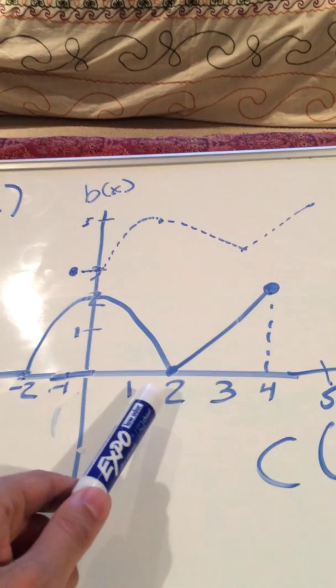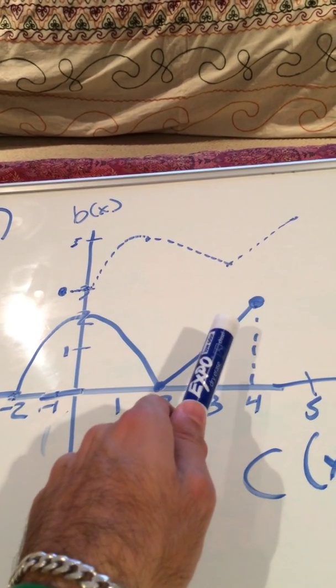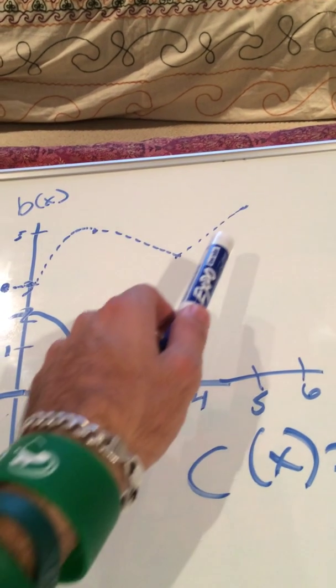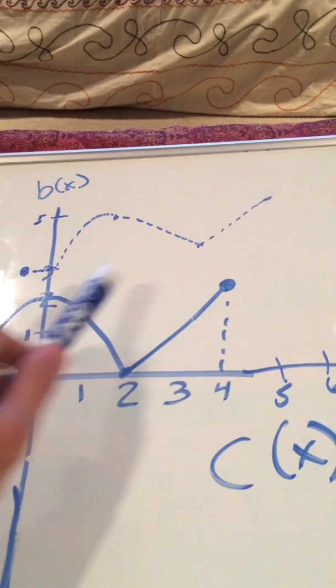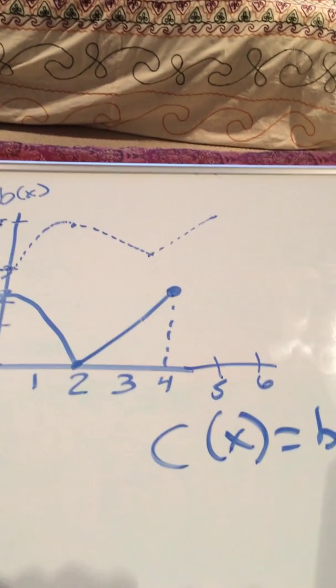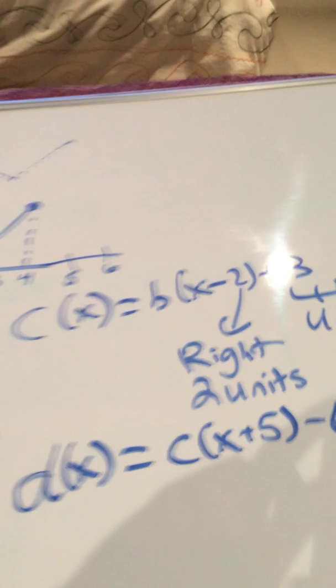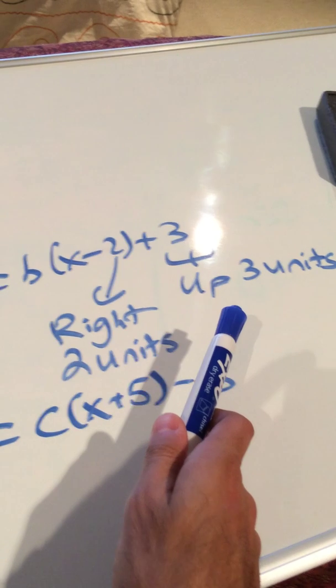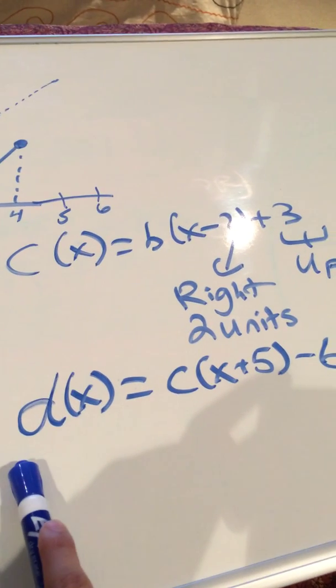And finally, the last point I have is 4, 2. I go right 2 units, which gets me to 6. I go up 3 units, which gets me to 5. And there you have it. This dotted line is the c of x function. So all I did is to every single point, I went right by 2 units, and I went up by 3. Now, they next give me an equation for d of x.